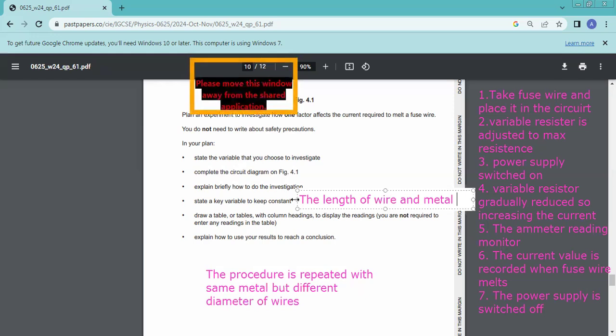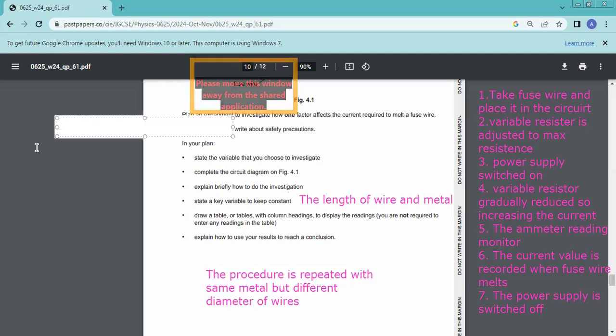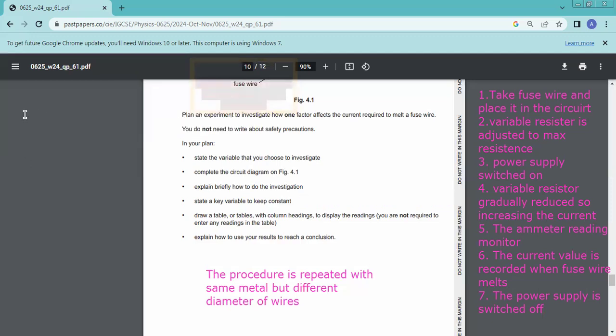Next, draw a table with column headings to display the readings. You're not required to enter any readings, just a table with the column headings. Now making the table.